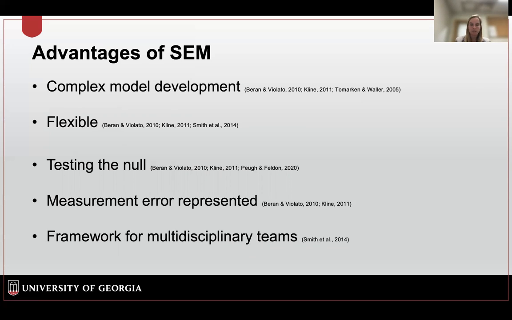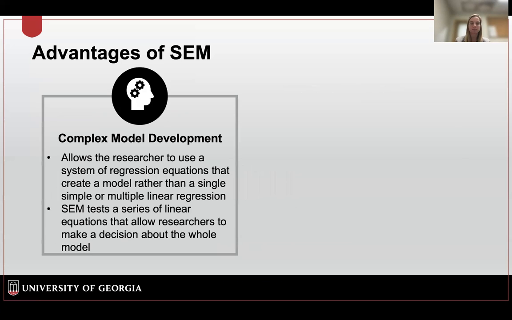Notably, SEM allows researchers to develop complex models, is flexible, tests the null hypothesis for model fit, and represents measurement error. One study discovered that SEM may provide a framework for multidisciplinary teams. So first, SEM is complex because it allows the researcher to develop a system of regression equations that create a model rather than single, simple, or multiple linear regression.